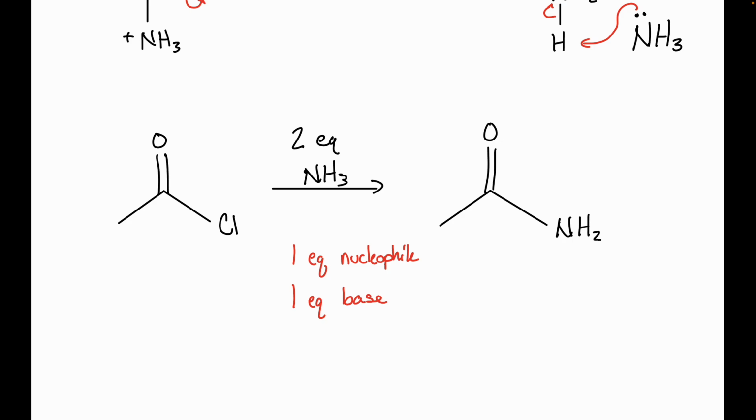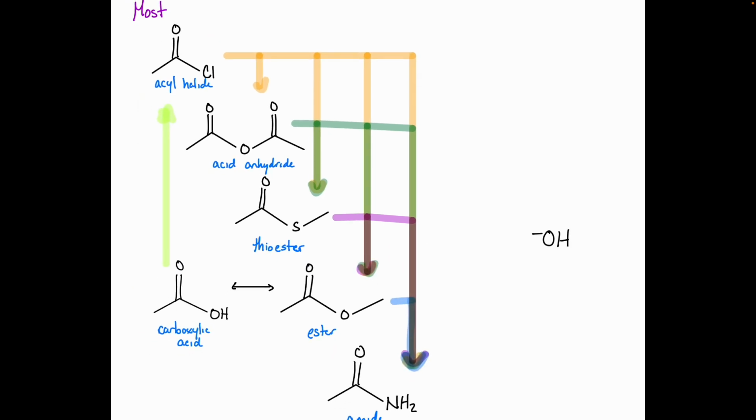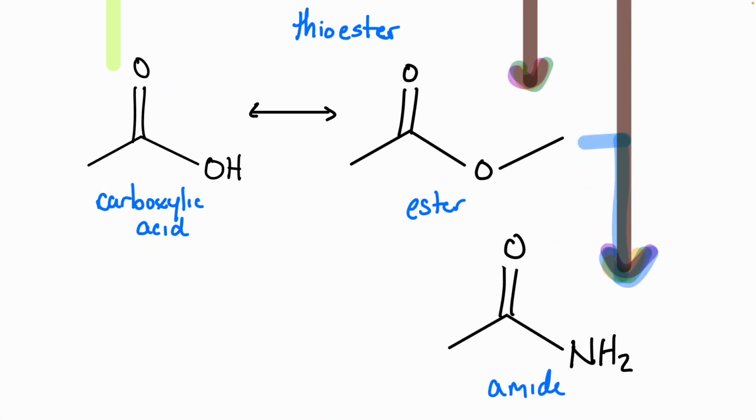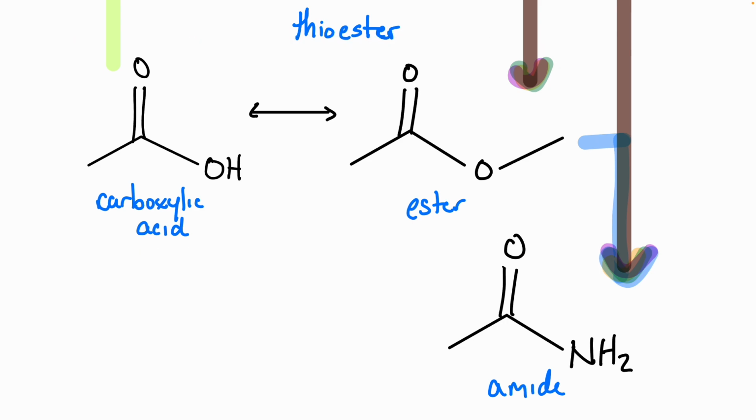All right, so now we need to focus. We talked about going from more to less reactive, and then we took a bunch of time to specify this most reactive bracket here. Now we're going to focus on this tier where these two are sitting at the same level. Okay? We can convert between a carboxylic acid and an ester pretty freely, and this is what's called a Fischer esterification.